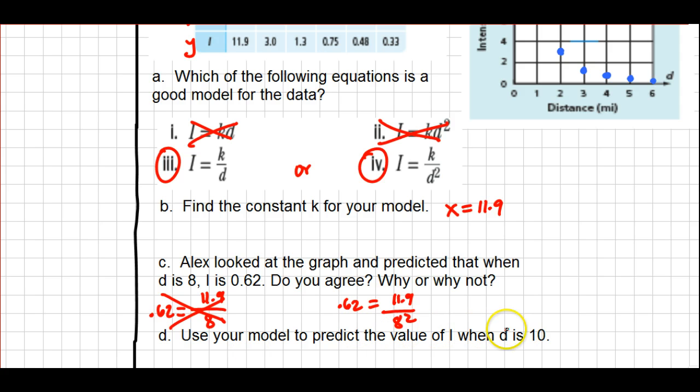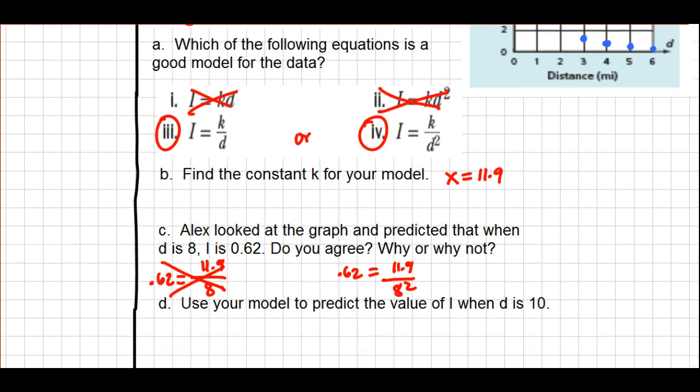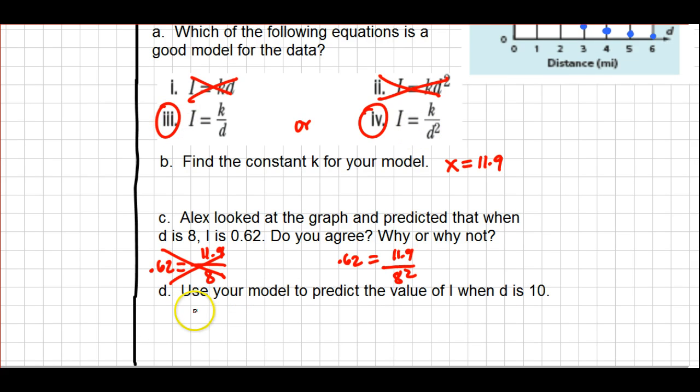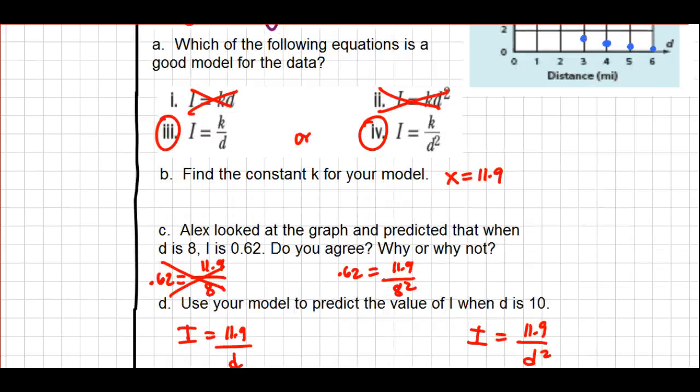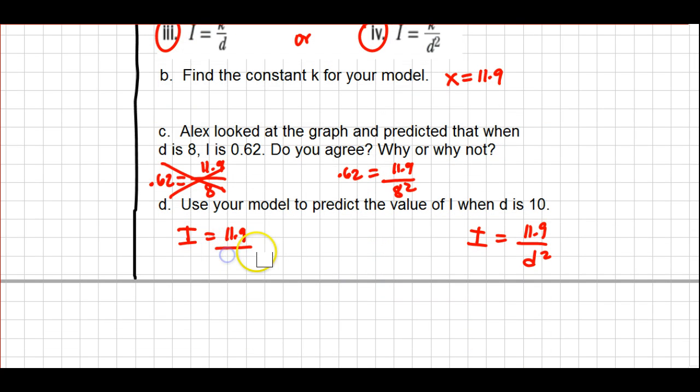So now use your model to predict the value of I when d is 10. So now we need to go ahead and make sure we know which is which here. So I'm going to go ahead and rewrite each equation with the 11.9 in there. And I'm going to try to figure out which one is the right one to use. Do I want d or do I want d squared on the bottom? So to verify that, I'm going to use the next coordinate, the 2 and the 3. 2 for d, 3 for I. I'm going to plug that in. So 2 for d and 3 for I. And same thing over here, 2 for d, so that's 2 squared, and then I was 3. So I want to see which equation is the better one.